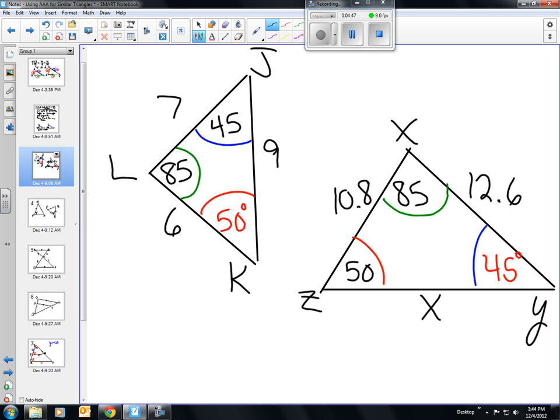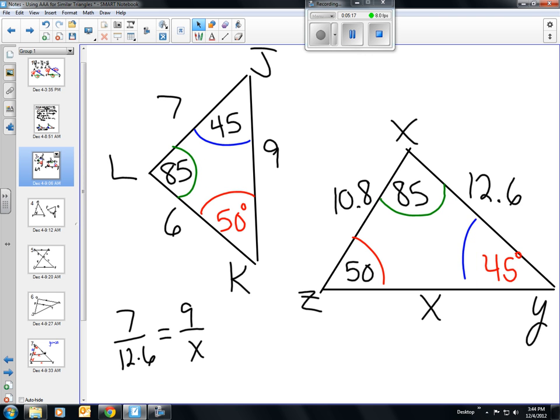So we could set up a proportion here. There are several you could use, but I'm going to use 7 over 12.6, sorry, not 10.8. So 7 over 12.6 is equal to 9 over x. Those are the corresponding parts here. The 7 represents from green to blue on this triangle, and the 12.6 represents from green to blue on this triangle. Then the 9 represents from blue to red on this triangle, and the x represents from blue to red on this triangle.